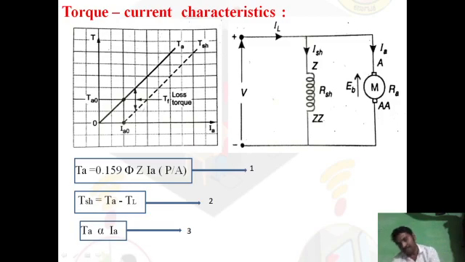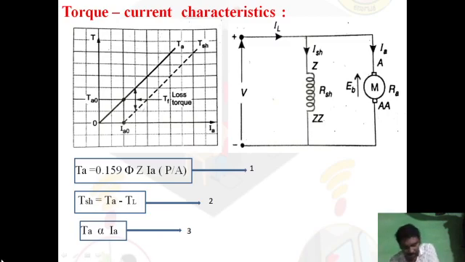Okay, so here it is clear that a very large current is required to start at heavy load. Hence, the DC shunt motor should never be started at heavy load, because it draws a very high current at starting at heavy load. Okay, so this is regarding the torque, armature current characteristics of DC shunt motor.